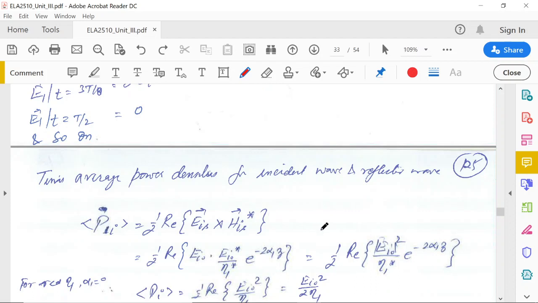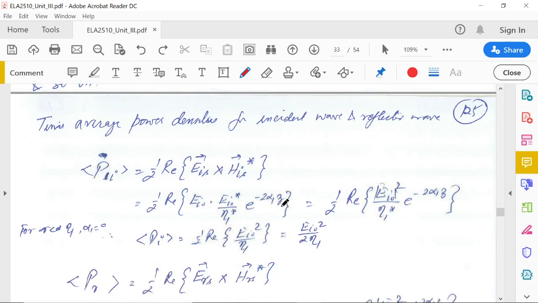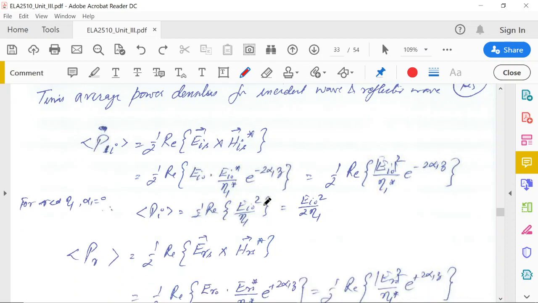And now we consider the time average power densities for the incident wave and the reflected wave. So the incident time average power density is given by half the real part of this expression, and when you work it out, it comes out to be this.